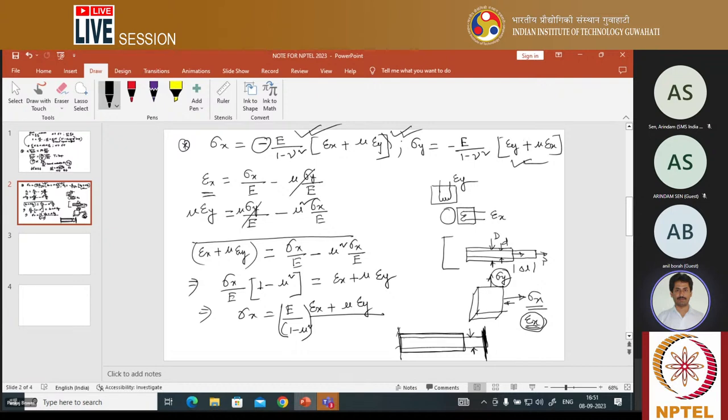But by using a strain gauge, what did we used to do? We generally insert the strain gauge in this plate.